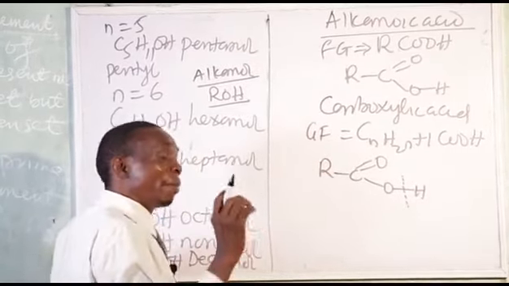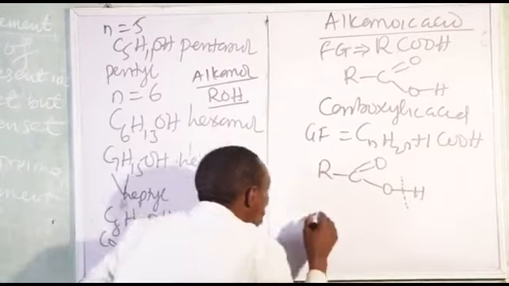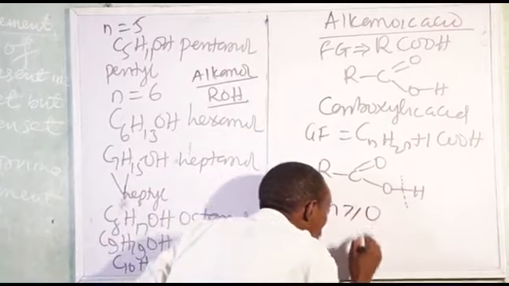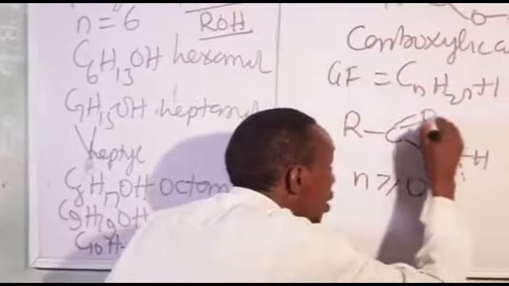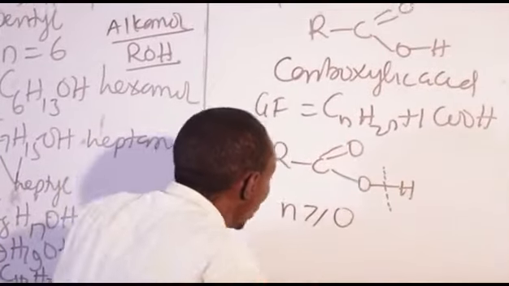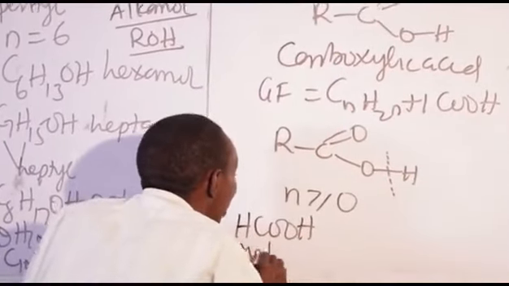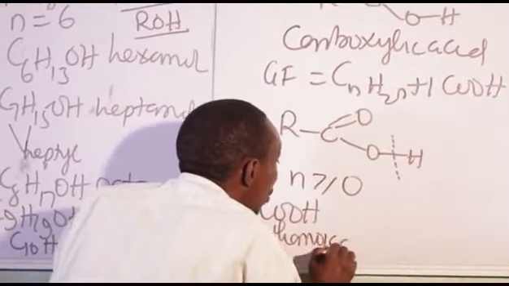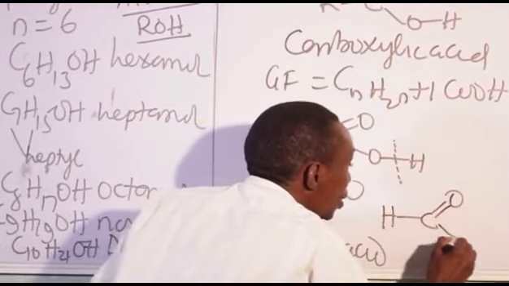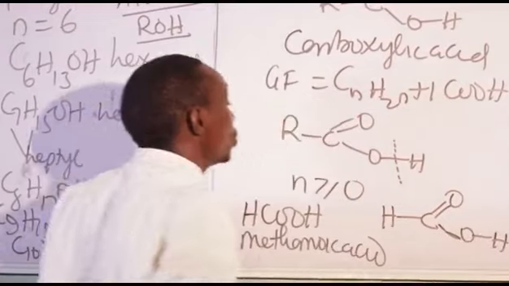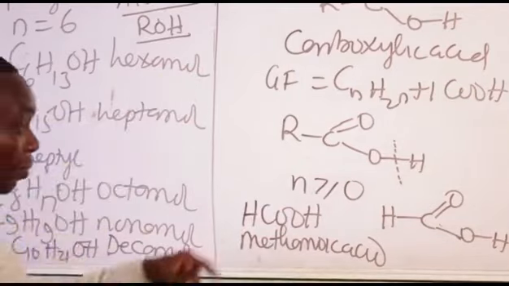The way they form their members is a different trend from the others. Their n starts from 0, not 1. Their first member starts from 0. If you put 0, everything will be 0. I will take this one as hydrogen. This is their first member: methanoic acid. By structure, this is the structure of methanoic acid. So the first member of the alkanoic acids is methanoic acid. Their n equals 0.